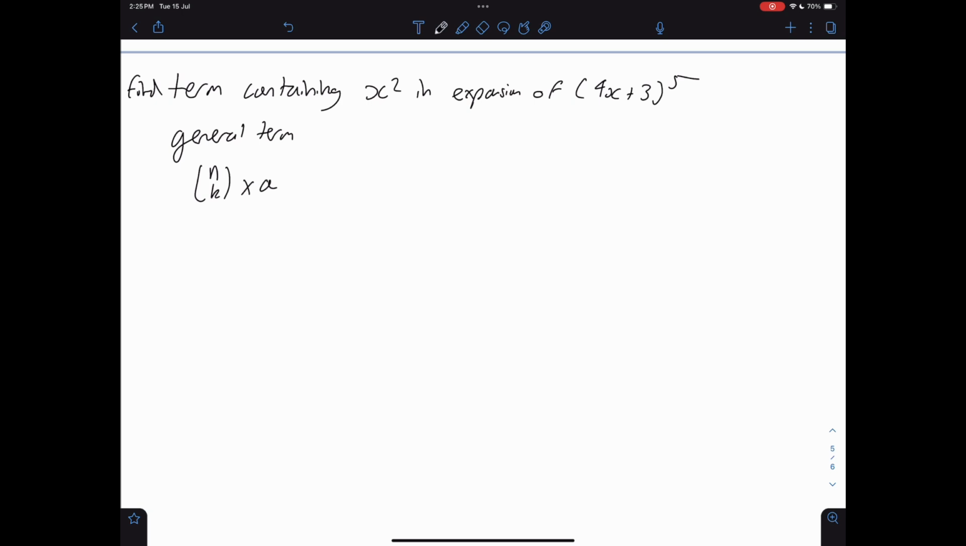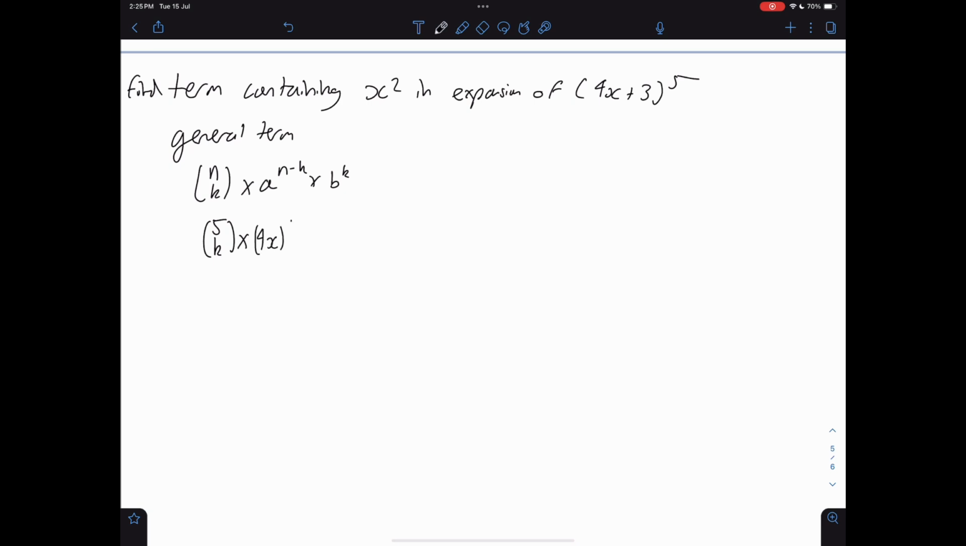So then maybe it's going to ask: find the term containing x cubed in the expansion of (4x plus 3) to the power of 5. Once again, the general term is just going to be n choose k multiplied by a to the power of n minus k multiplied by b to the power of k. So we just write in whatever we know.